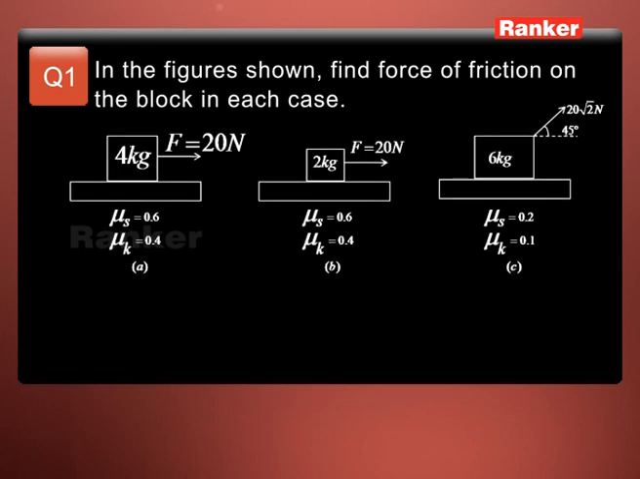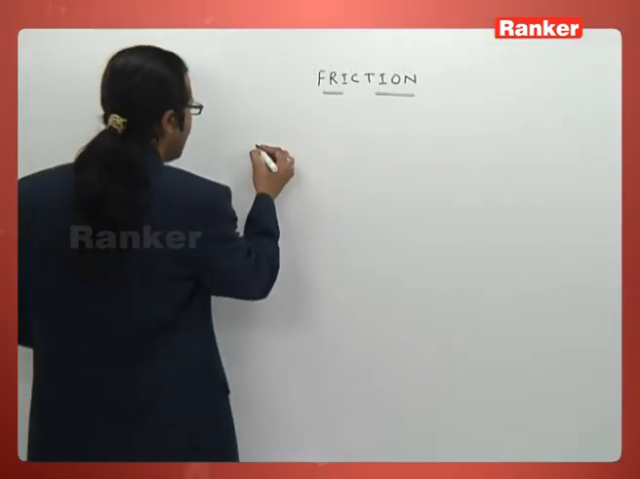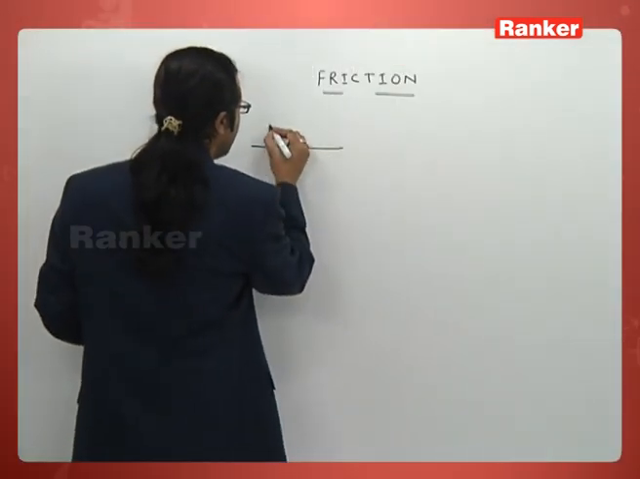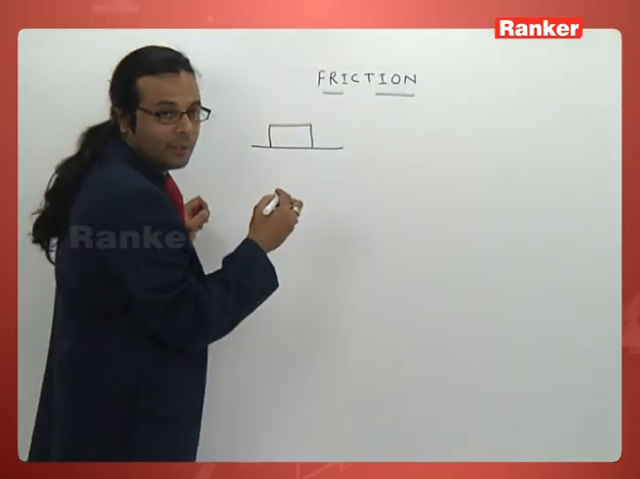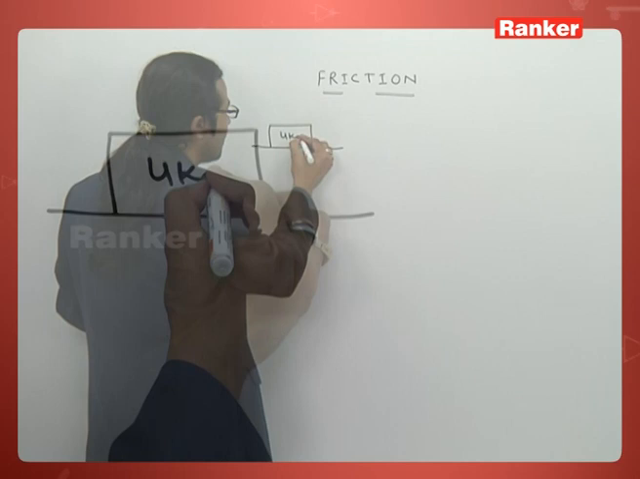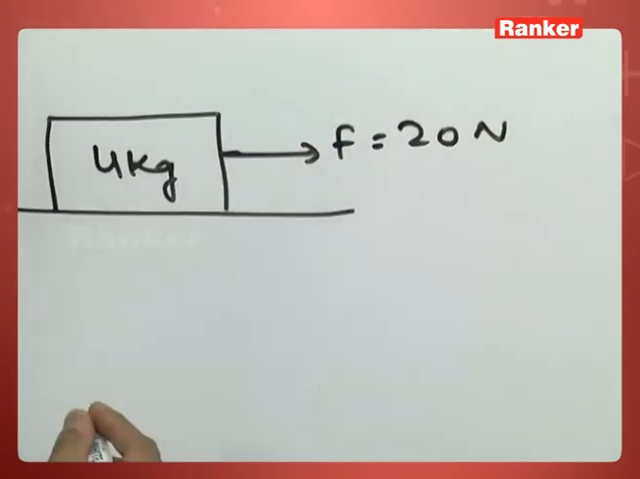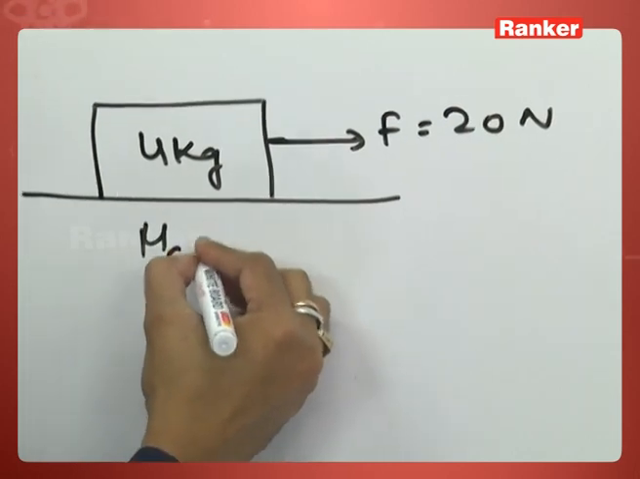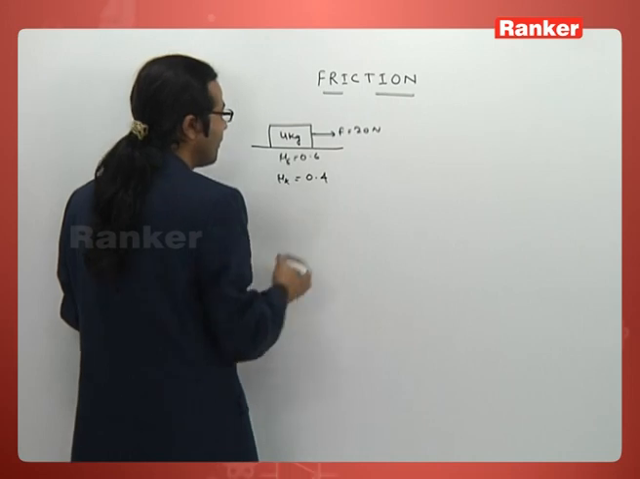Let us have some questions in this. In the figure shown, find the force of friction on the block in each case. Now he is giving 3 cases over here. Question number 1, it is 4 kg, F is 20 Newton. Here I give you mu s is equal to 0.6, mu k is equal to 0.4.